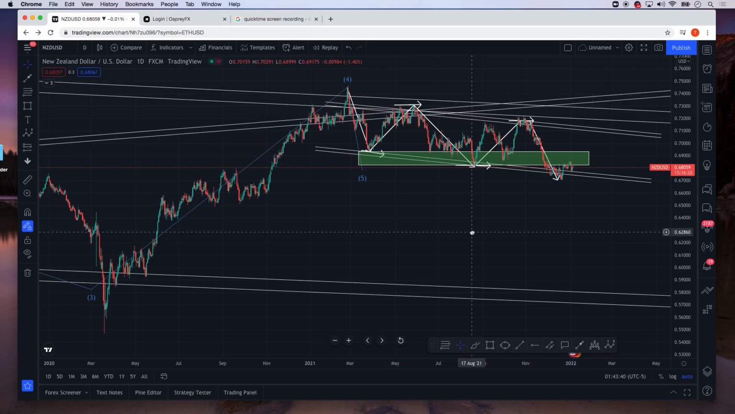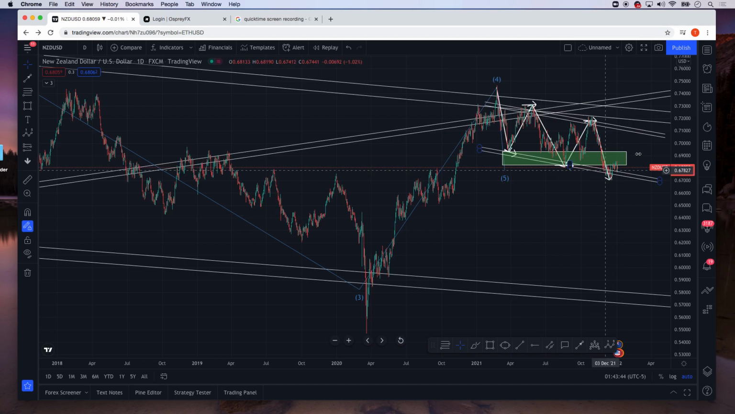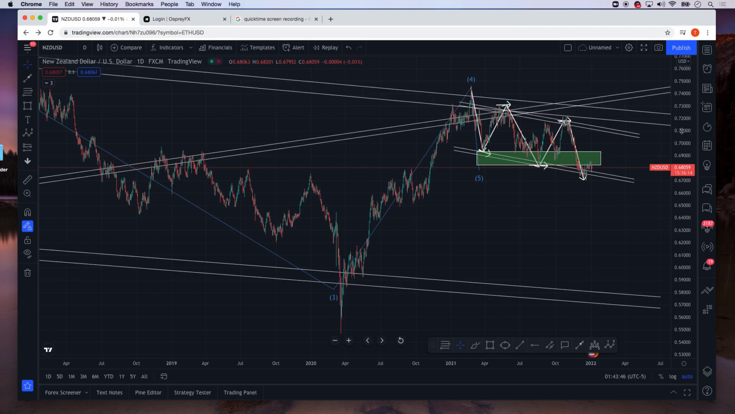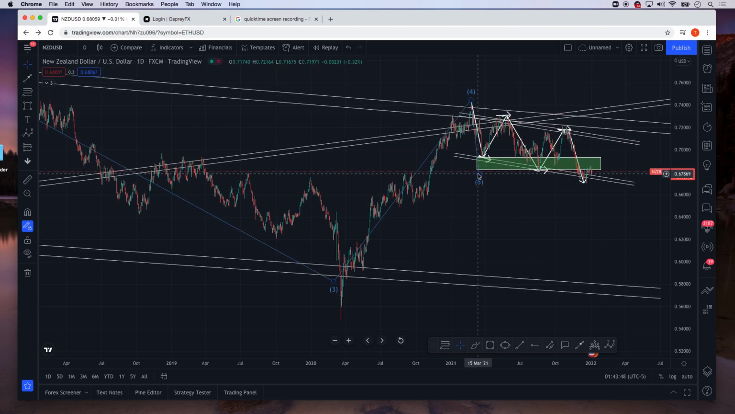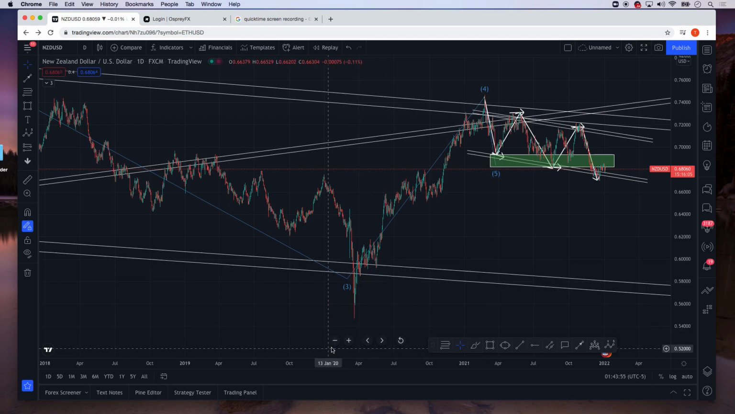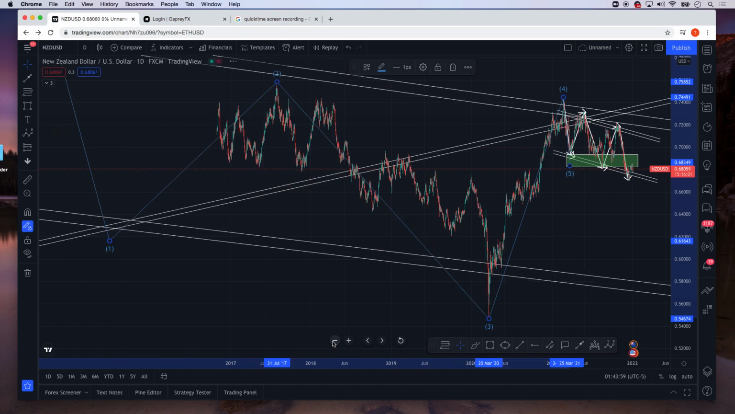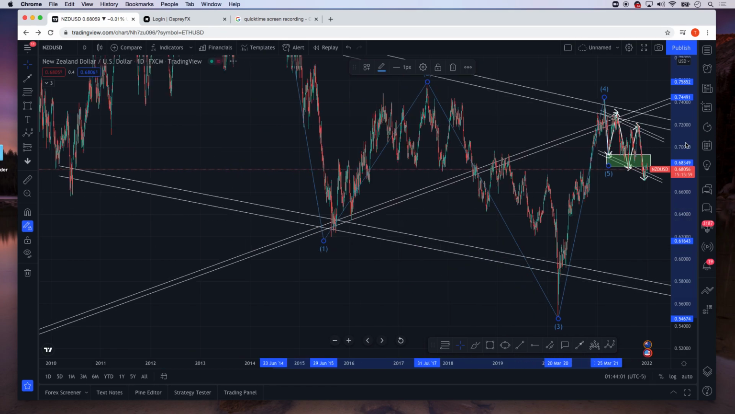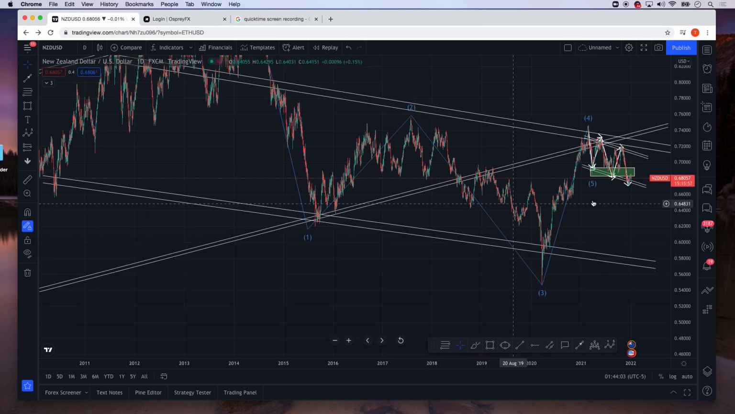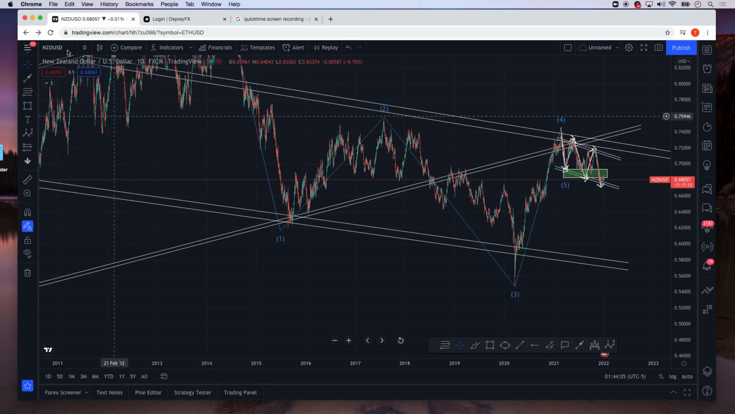If I do see anything different, then I would switch it up, and I will get back with y'all. But as of now, I feel like NZDUSD will drop again. It will drop again. Okay, so I hope this analysis helped y'all.